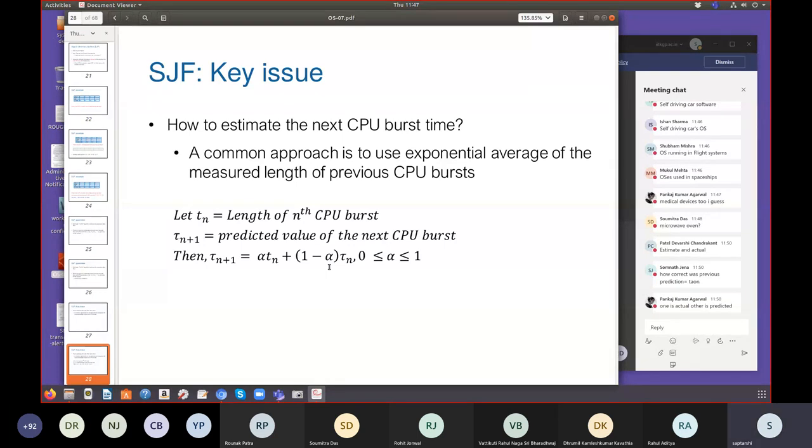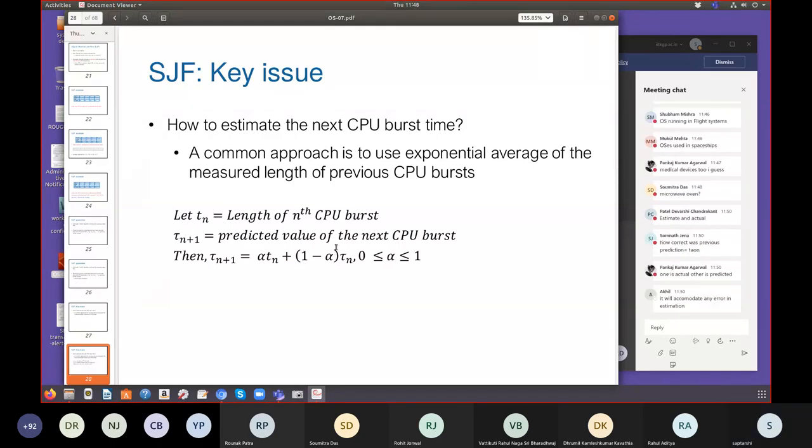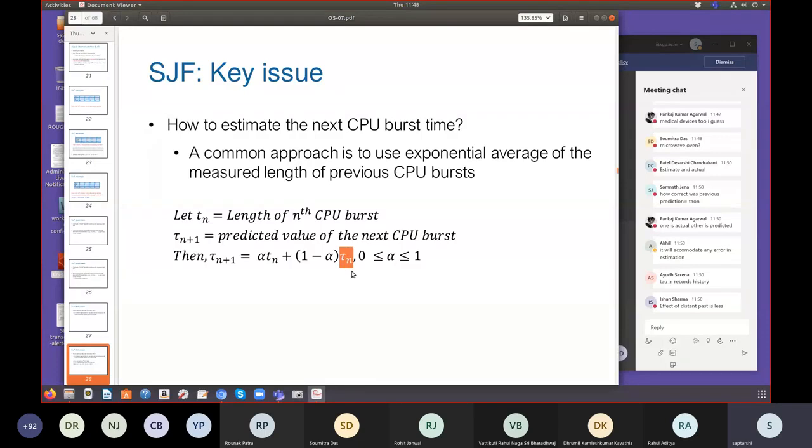Okay, see, Tn and tau n, you can say one was actual, another was predicted. So Tn is the actual length of the nth CPU burst, and tau n was the estimate of the nth CPU burst. Tau n was the estimated nth CPU burst, and Tn is the actual nth CPU burst.